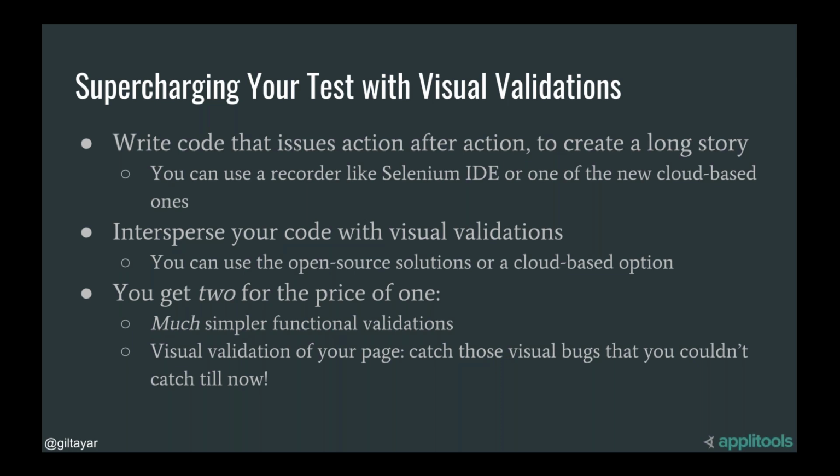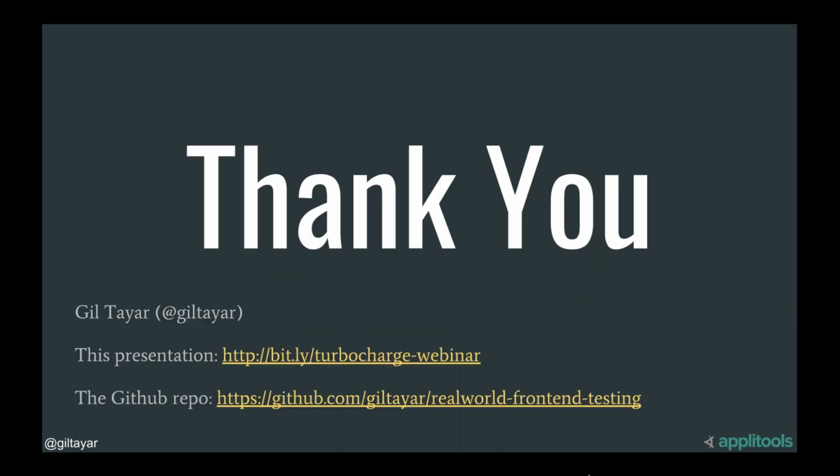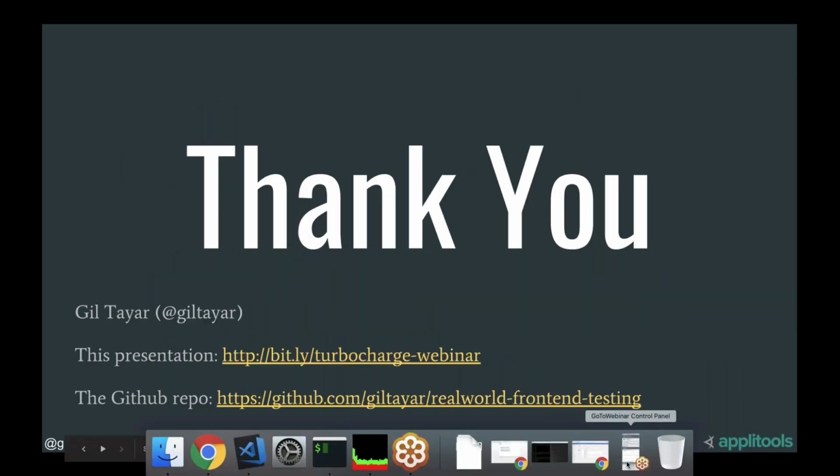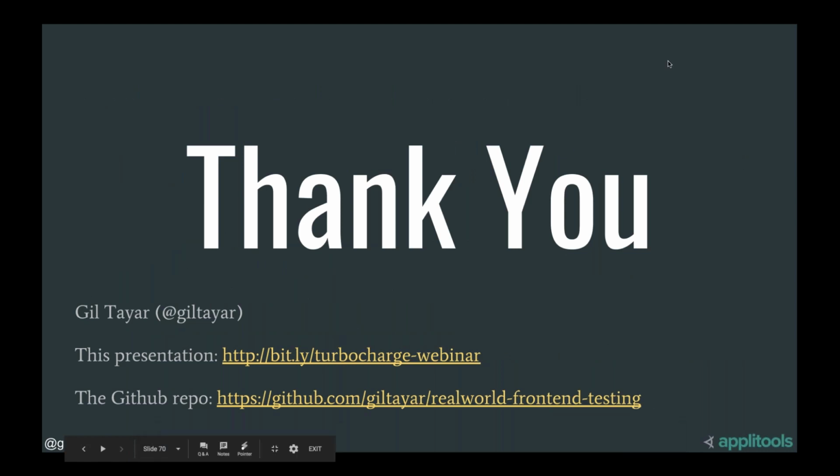And two, that's two for the price of one. You get a visual validation of your page. So if you have visual problems with a page, for example, some developer changes CSS and made everything mushy and different backgrounds and problems in visual stuff, you catch those visual bugs that you couldn't catch until now. So remember, if you have functional code, functional tests, and you have problems with your validations, one of the solutions is visual validations. Thank you very much. And I'm passing it back to you, Adi.